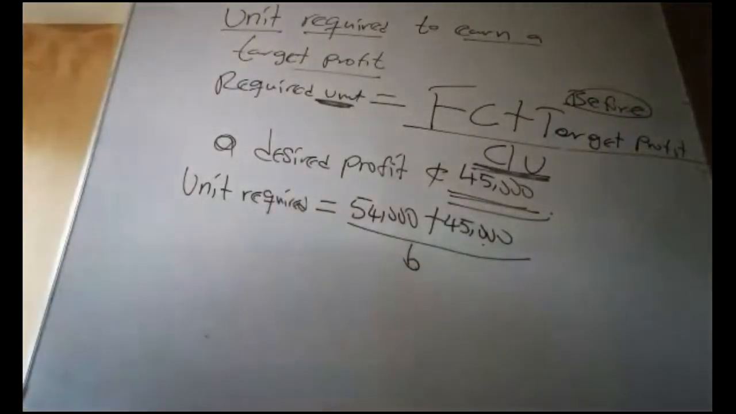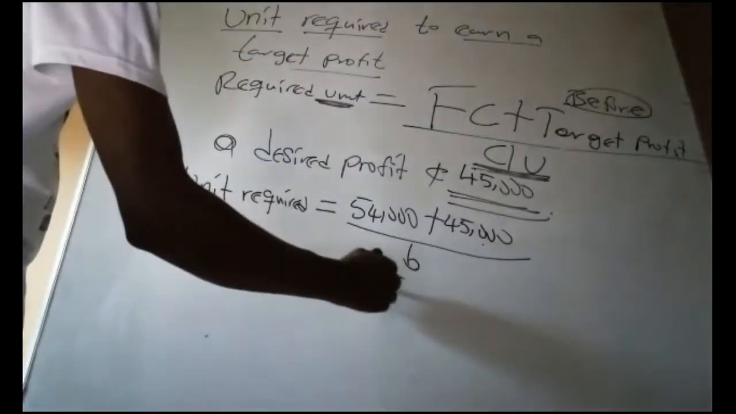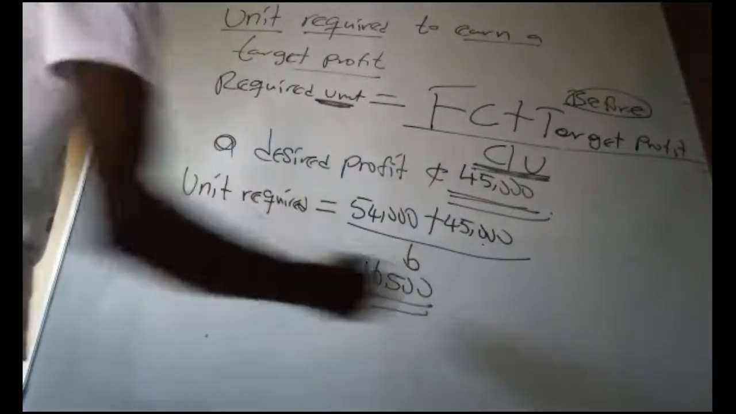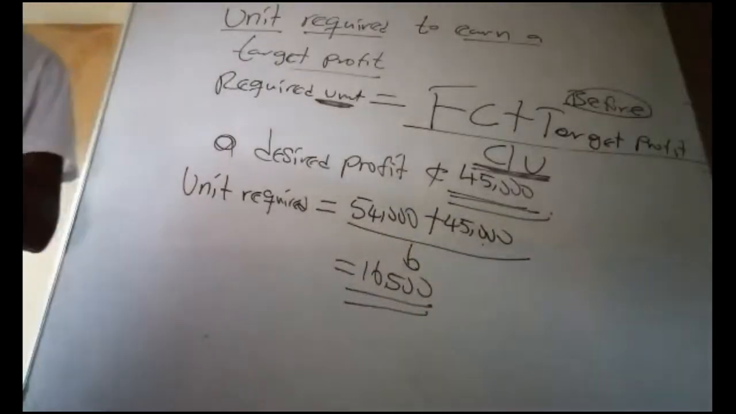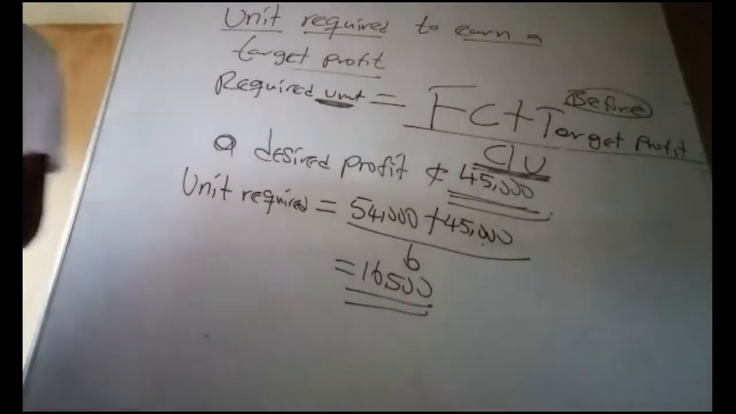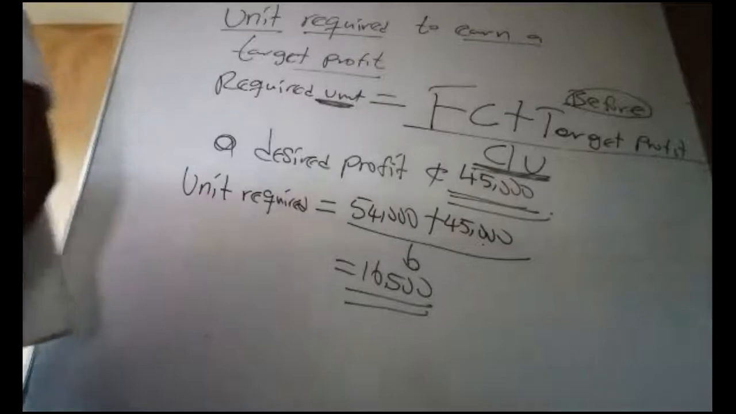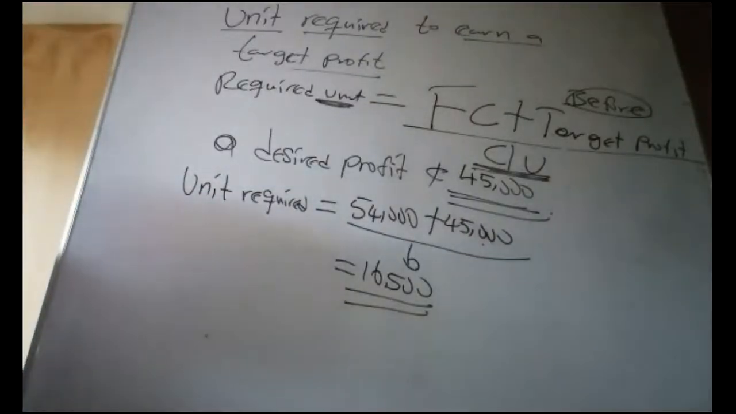So 45,000, 99,000. 99,000 divided by 6 will give us 16,500. That one is okay. Good. So 16,500. How did we get that? Please, whoever doesn't get this, I'll go back, because I'm about to wrap up with one or two things, and we are done. Then we resume the question solving and solve the specific questions, and then we move on.